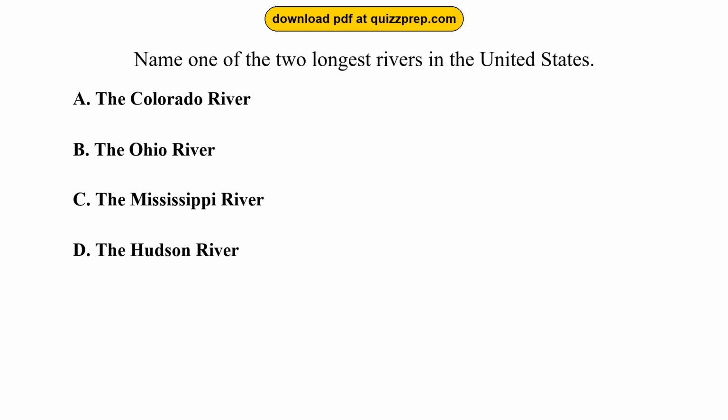Question 71. Name one of the 2 longest rivers in the United States. Option A, the Colorado River. Option B, the Ohio River. Option C, the Mississippi River. Option D, the Hudson River. The correct answer is option C, the Mississippi River. The Mississippi River and the Missouri River are the 2 longest rivers in the United States.